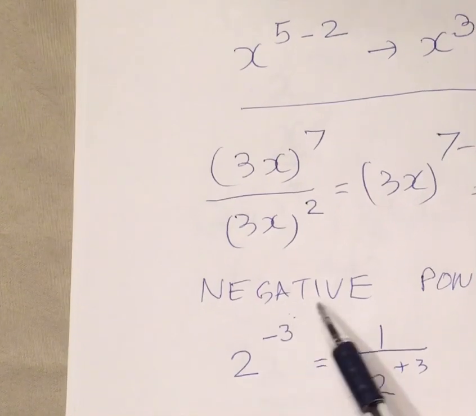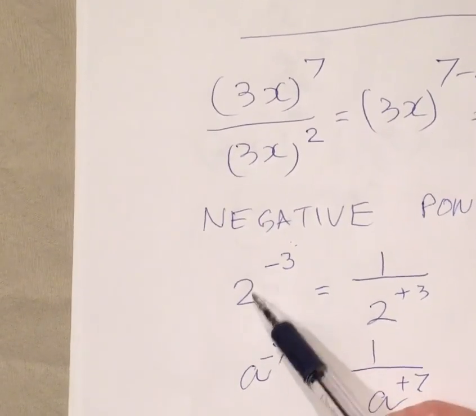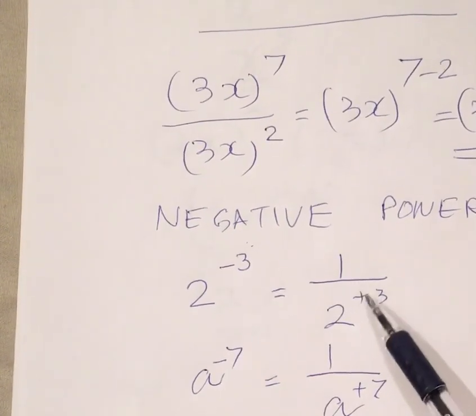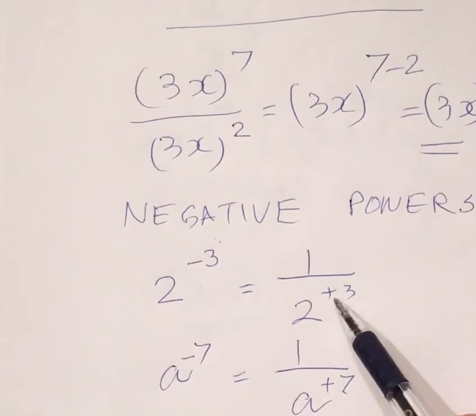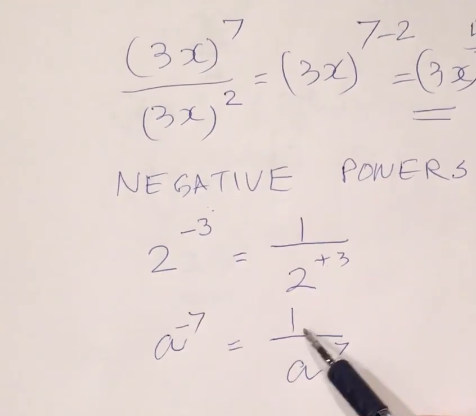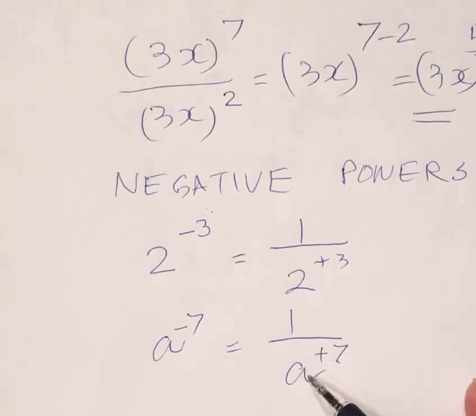The next topic we're talking about now is negative powers. Say, for example, we have 2 to the power negative 3. We write it down as 1 divided by 2 to the power positive 3. a to the power negative 7 will be 1 over a to the power positive 7.